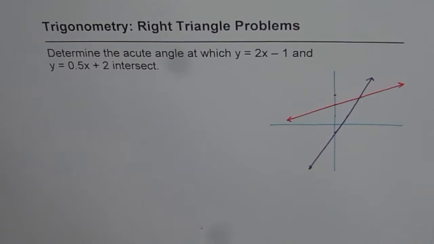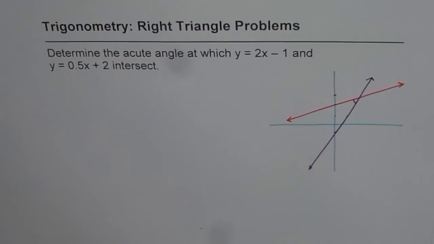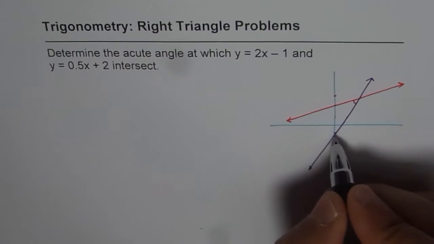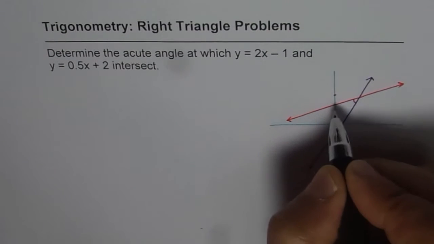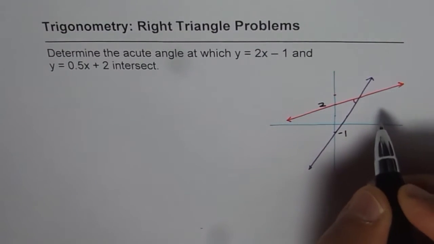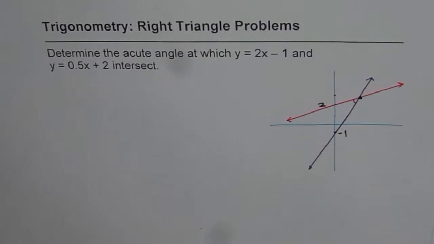Now we have to find the acute angle which the lines make, and that seems to be the acute angle which we need to figure out. So approximately that is how we can draw it. This is the line which has a y-intercept of minus 1, and this has a y-intercept of 2. If we figure out this point of intersection, then it's kind of simpler.